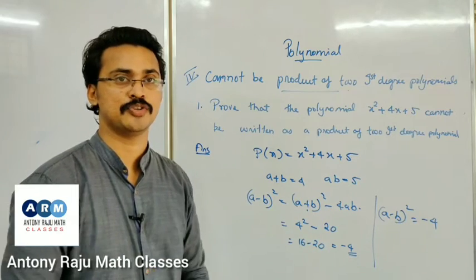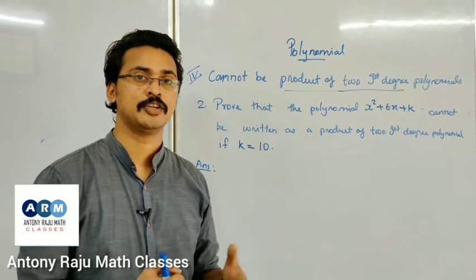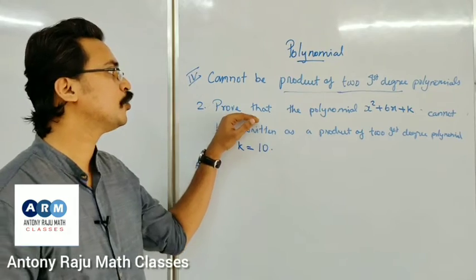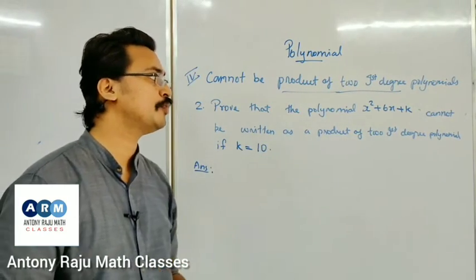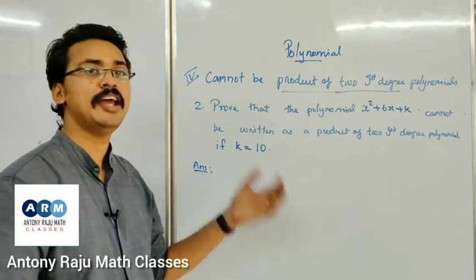This is the conclusion. Now we will add the question. Same category. Prove that the polynomial x square plus 6x plus k cannot be written as a product of two first degree polynomials when k equal to 10.